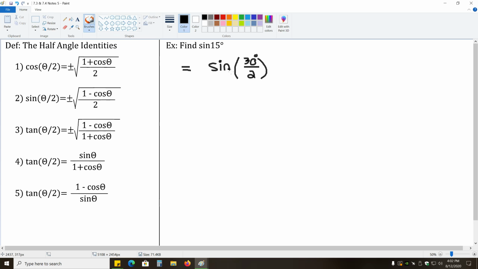And now that we have this, we can use our formula. We get plus or minus the square root of 1 minus cosine of theta, but theta is not 15, it's this 30, because remember, theta is divided by 2 inside of our sine function. So 1 minus cosine of 30 degrees all over 2.